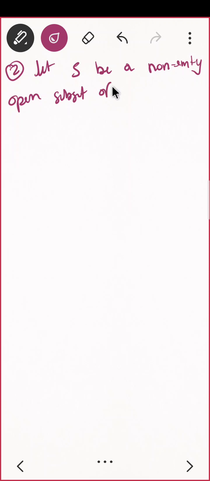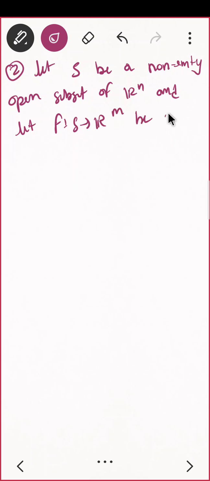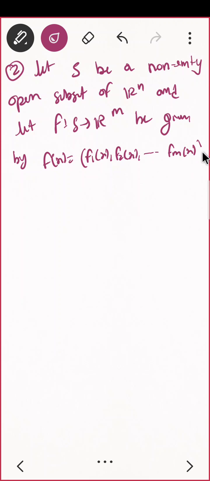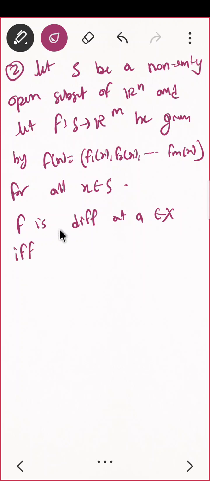One more theorem is there, I'll just state this theorem and try to prove it. Let S be a non-empty open subset of R^n, and let f from S to R^m be given by f of x equal to f1 of x, f2 of x, and so on, fm of x, for all x belonging to S. Then f is differentiable at a belonging to S if and only if each fi is differentiable at a.